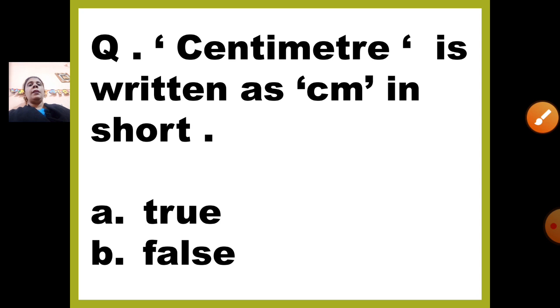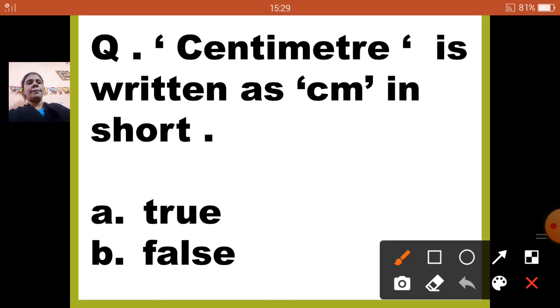Next. Centimeter is written as cm in short. Now this also I taught you. What is the short form of centimeter? cm. So centimeter is written as cm in short. So it is true or false? True. That is correct, because centimeter is written as cm in short. So our answer is correct.